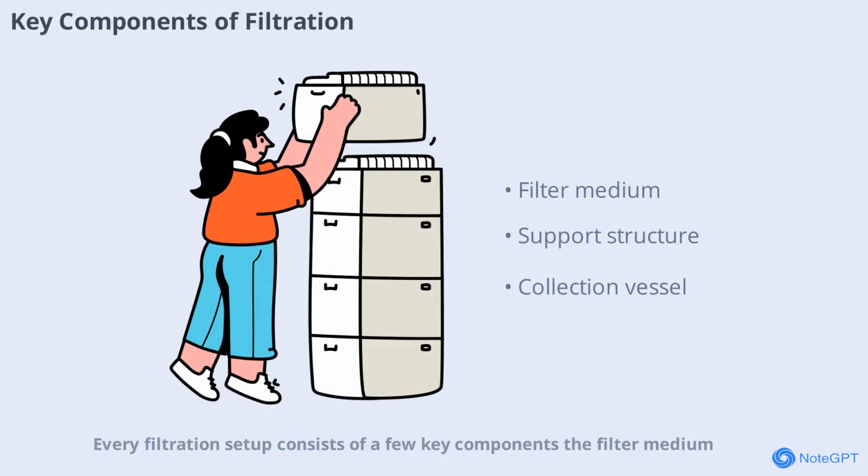Every filtration setup consists of a few key components: the filter medium, the support structure, and the collection vessel. The filter medium is the material that actually separates the solid from the liquid. The support structure, such as a funnel or filter holder, keeps the filter in place, while the collection vessel gathers the filtered liquid, known as the filtrate. Each component must be chosen carefully to ensure the process runs smoothly and efficiently. Proper assembly of these parts is crucial for successful filtration.